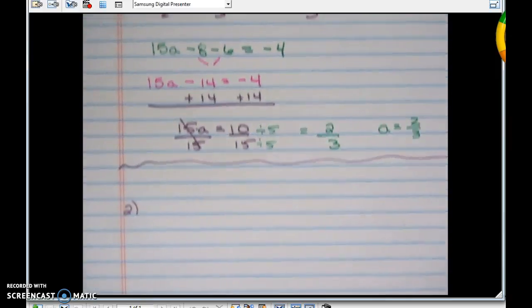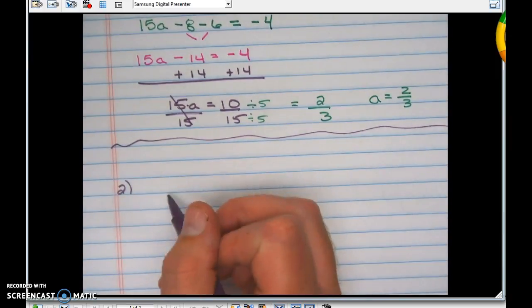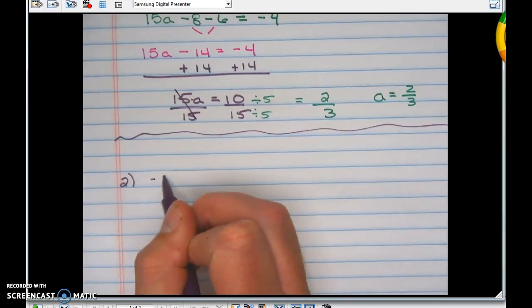Again, if you need to pause the video, feel free to pause it, go back, rewind, look. Use it however you need. As long as we learn, that's our big goal.